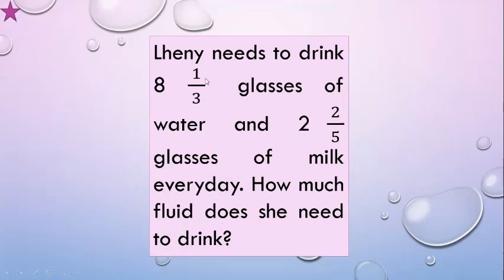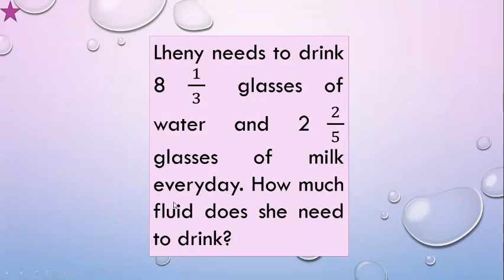Okay, so 8 1/3 glasses of water and 2 2/5 glasses of milk. And the question is, how much fluid does she need to drink? So what would be the possible operation you're going to use with this? And you know the given are 8 1/3 glasses of water and 2 2/5 glasses for milk. And what is being asked? It is the number of glasses of fluid that she needs to drink in a day.